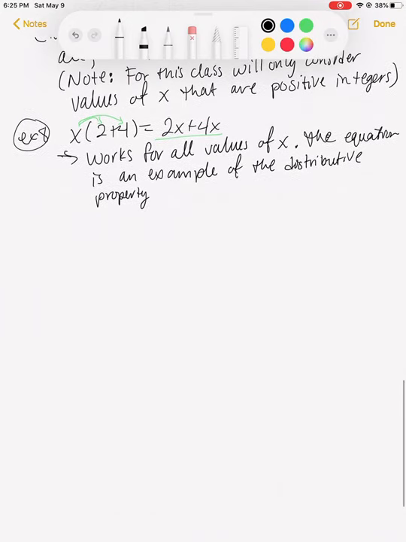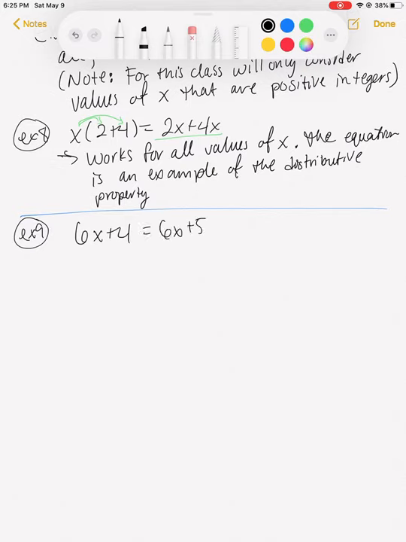Okay, so that one will work. Example number 9. 6x plus 4 equals 6x plus 5. So will that work? Well, what really stands out to me is that the 6x and the 6x can be pulled off the pan balance, and I'm thinking about whether or not 4 is equal to 5. That will never work. So this does not work for any values of x.